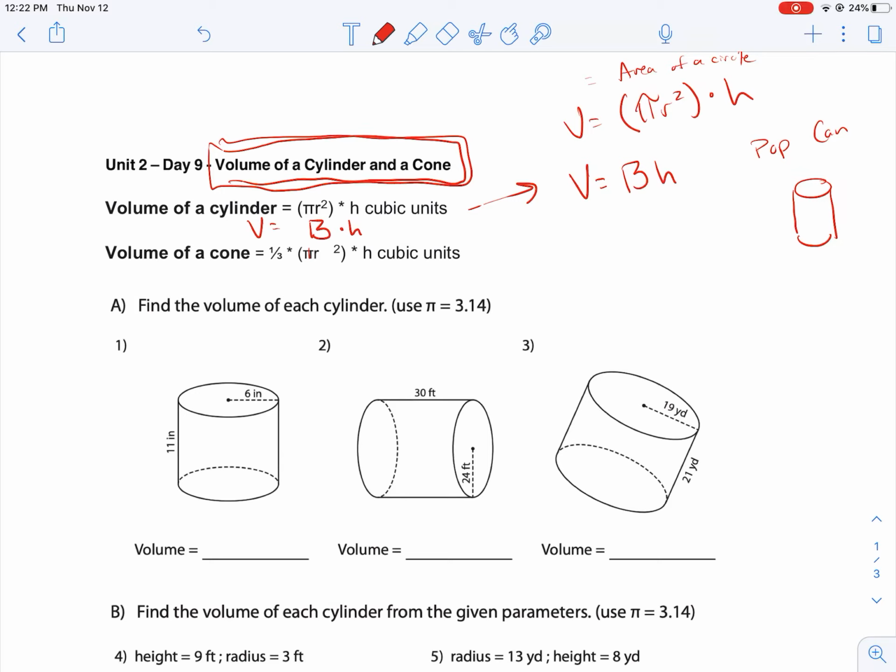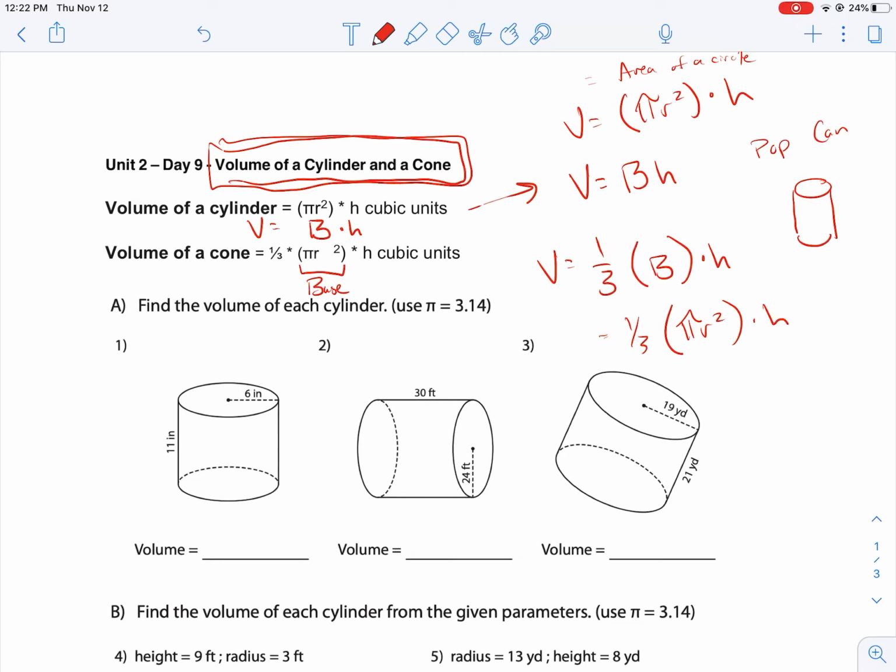The volume of a cone is very similar in the sense that it's got that pi r squared in there, so our base is still right there. It's written like this: 1/3 base times the height. So again, our big B is just the area of our circle. That's what we have to remember as far as those guys.